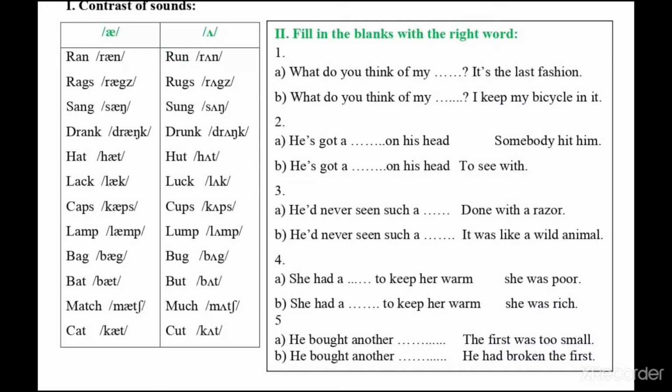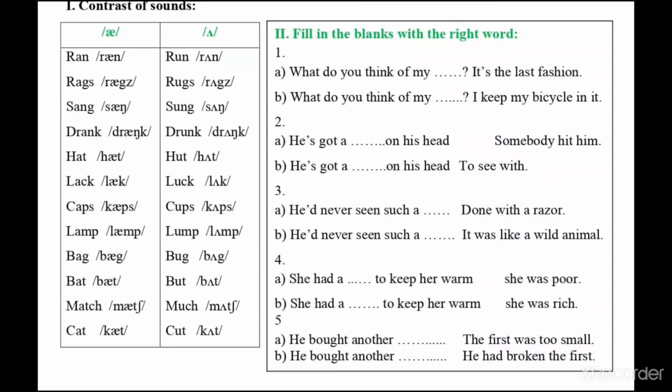Number 5. A. He brought another gap. The first was too small. B. He brought another gap. He had broken the first. So, which pair are we going to use? Yes, it's cap and cup.